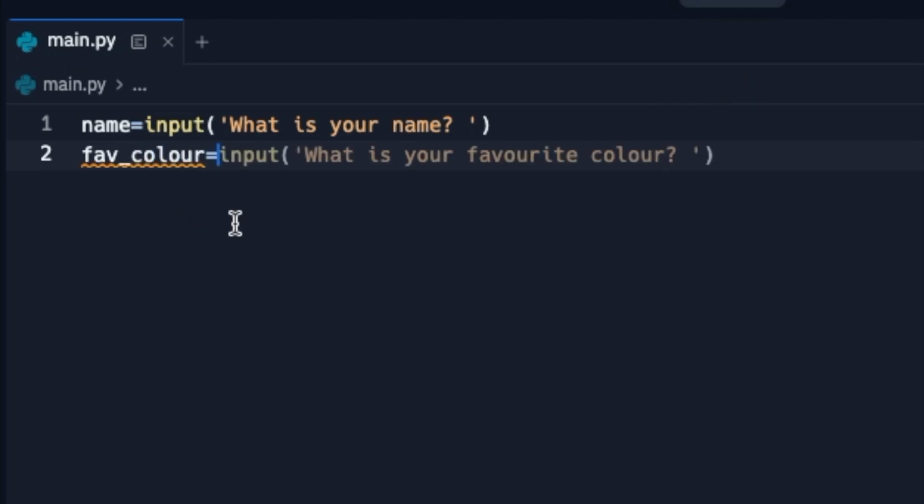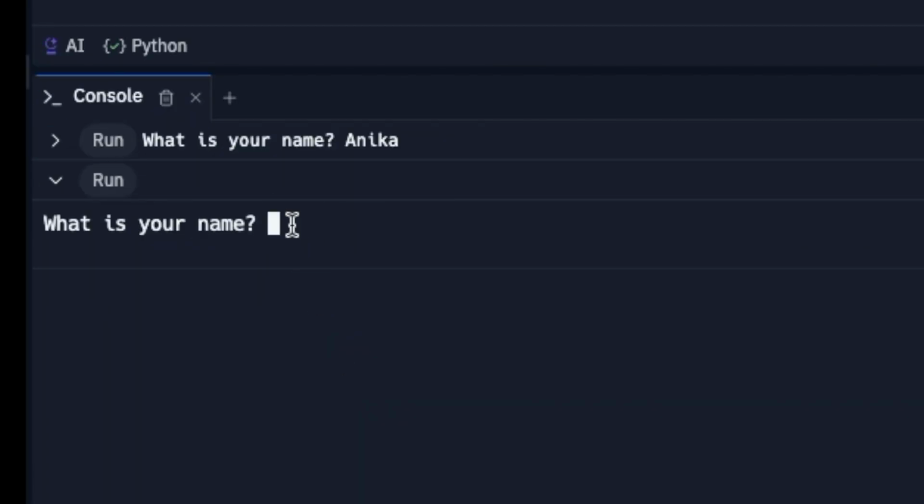Now, when we write stuff in Python that has more than one word, we normally separate it with an underscore. It just looks a lot neater and easier to read. So this could be input, what is your favorite color, question mark. So when we run it, it asks us, what is your name? So Anika, what's your favorite color?